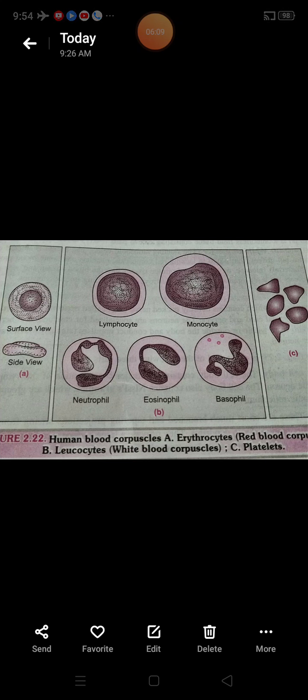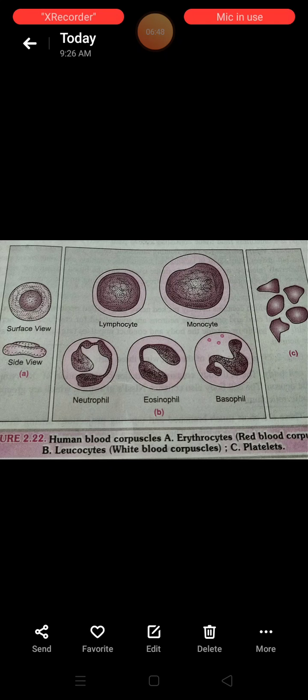Next one is the fluid connective tissue, or blood. You very well know about the blood. RBC, WBC and platelets are the blood cells. You can see the picture labeled A is related to the erythrocyte or RBC, and WBC or leukocyte is further classified into 5 different types of cells.